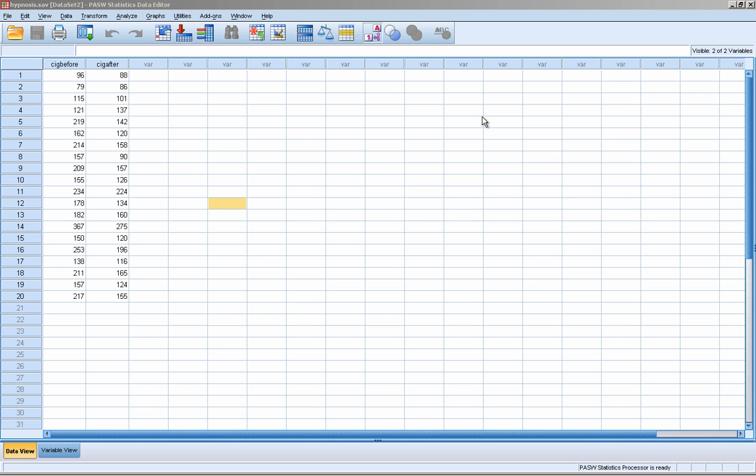So this is paired data because on each line the before and the after is the same person. So we could expect there to be some sort of correlation between them.